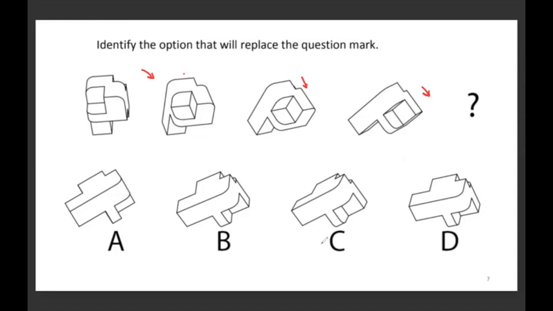So the correct answer will be option C. Okay, बी और सी में थोड़ा कंफ्यूजन हो सकता है, but B, C के बाद आएगा if you look at this much part. Okay, move to the next.